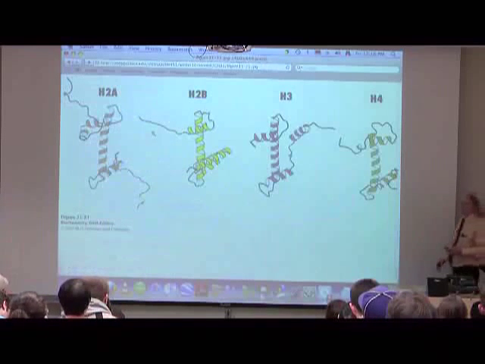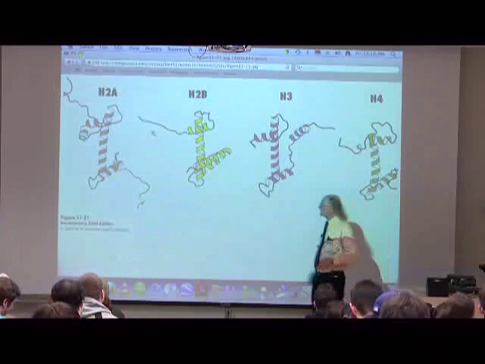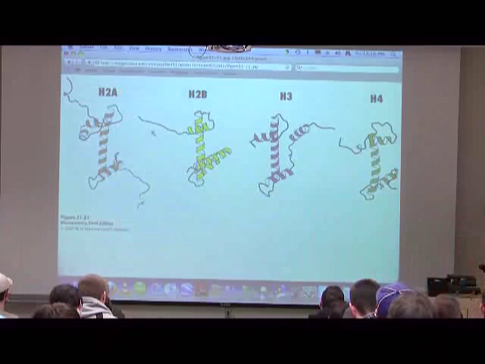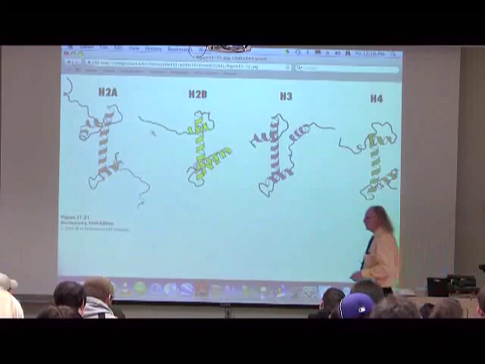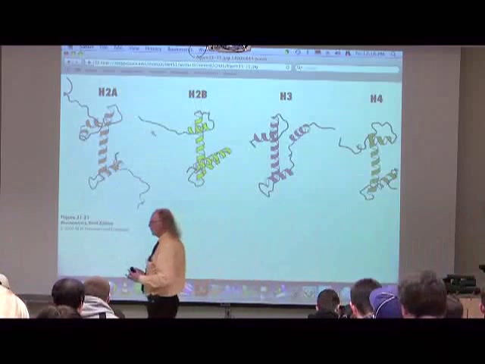If we look at the structure of the histones, here's H2A, H2B, H3, and H4. We see that they're very, very similar in structure. Some slight differences, but they're small proteins. They're not very large.